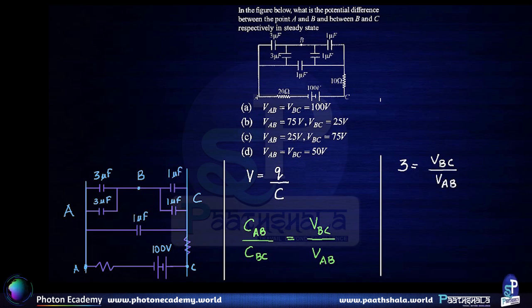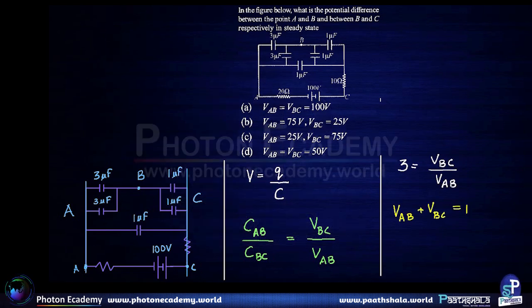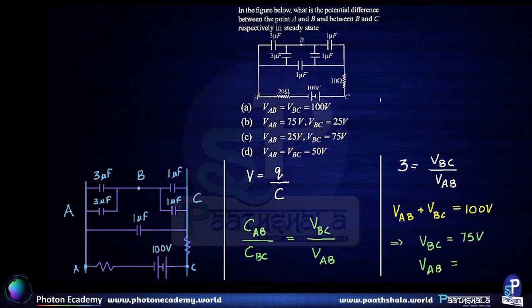But we also know that VAB plus VBC is equal to 100 volts, and hence we have VBC is equal to 75 volts and VAB is equal to 25 volts. Hence the required answer is option C, where VAB is 25 volts and VBC is 75 volts.